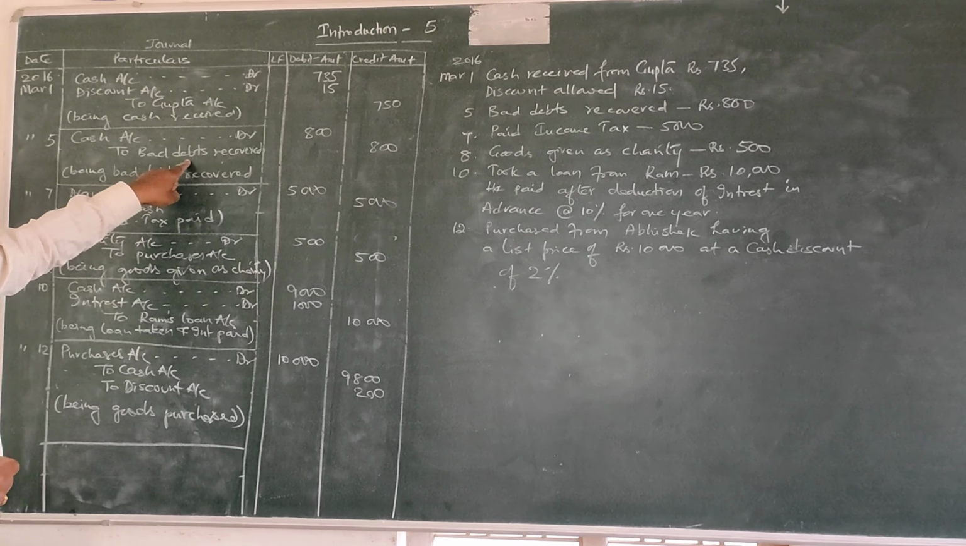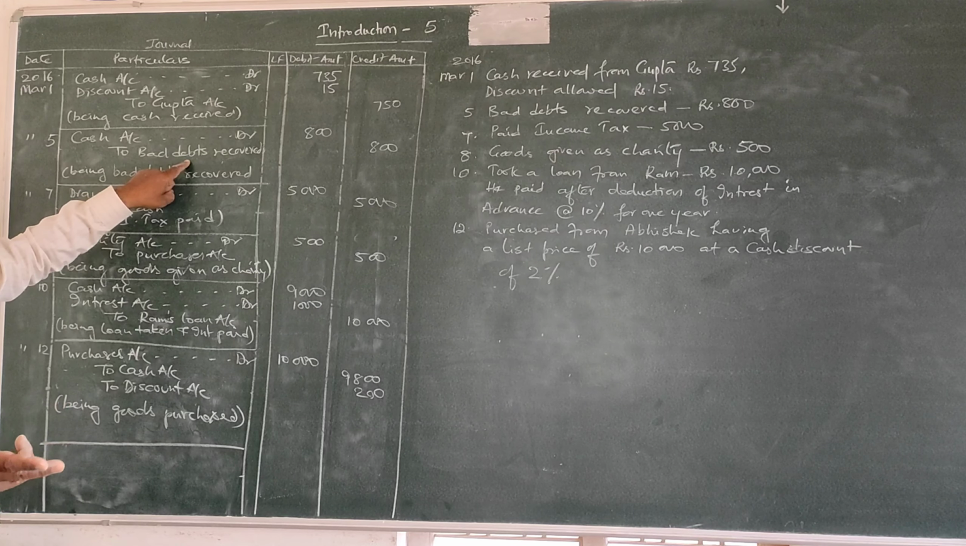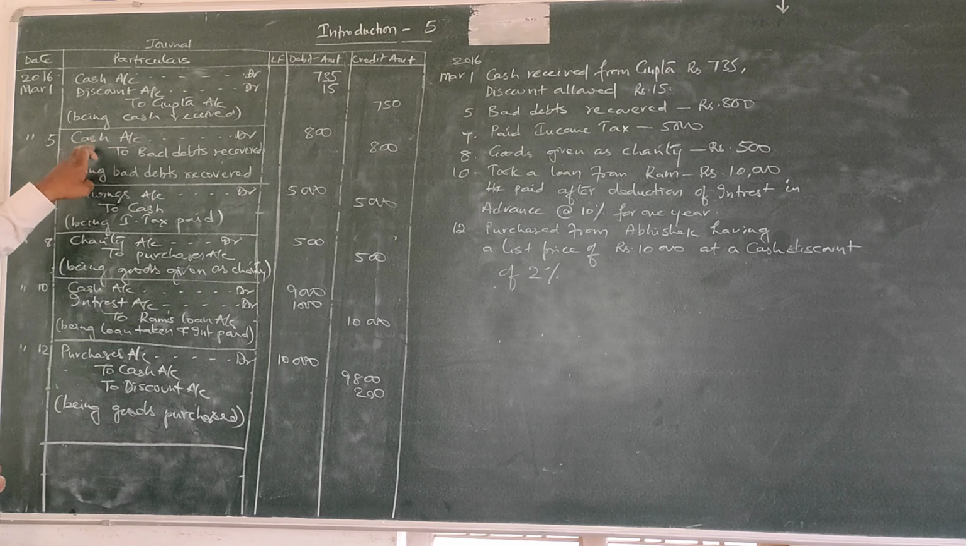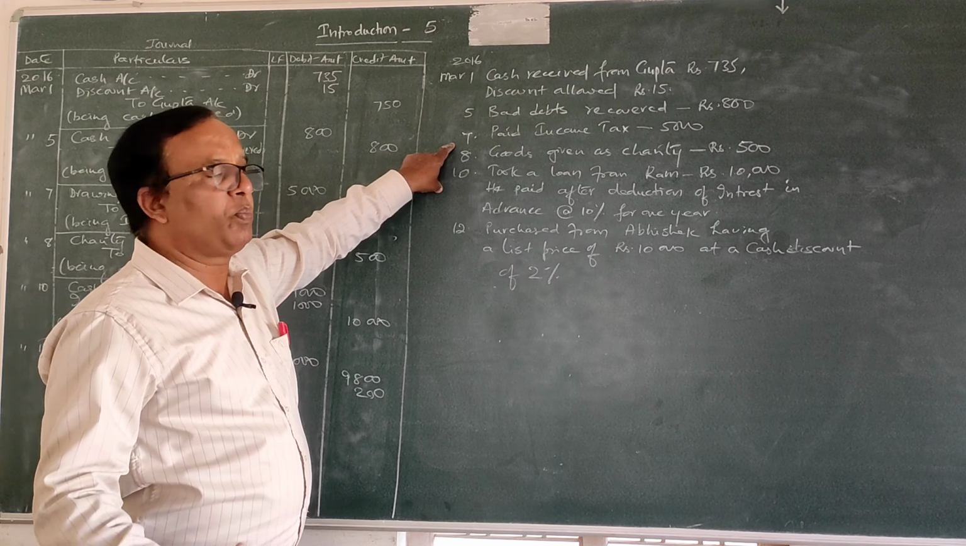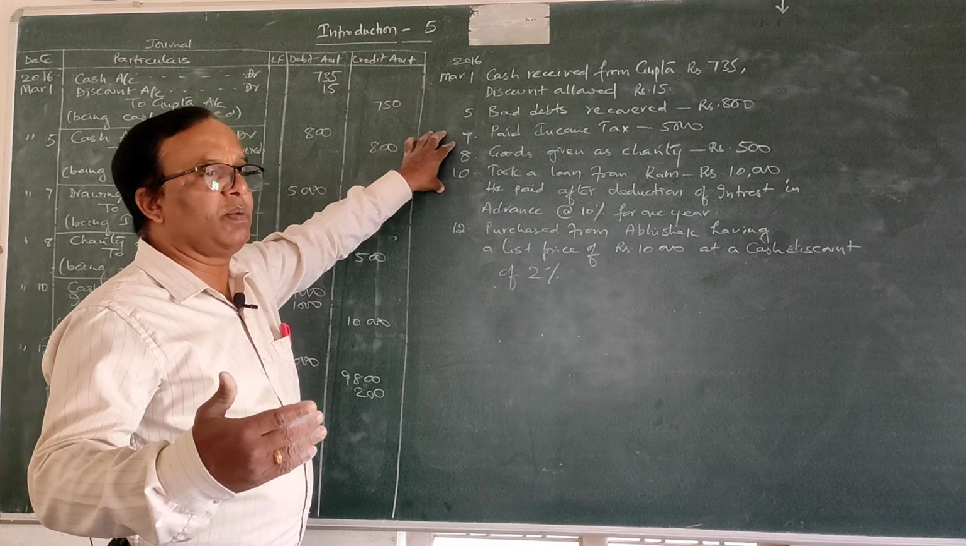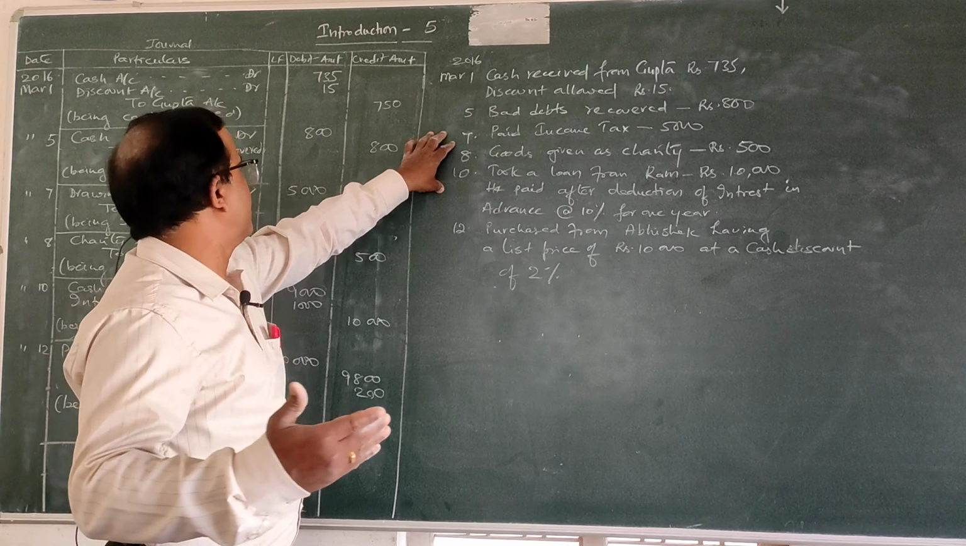Here you are going to create this account because you have recovered those particular bad debts. Your entry will be cash account debit to bad debts recovered account. Then paid income tax. When you have paid income tax, here income tax is a personal tax of the proprietor. It is paid from the business.